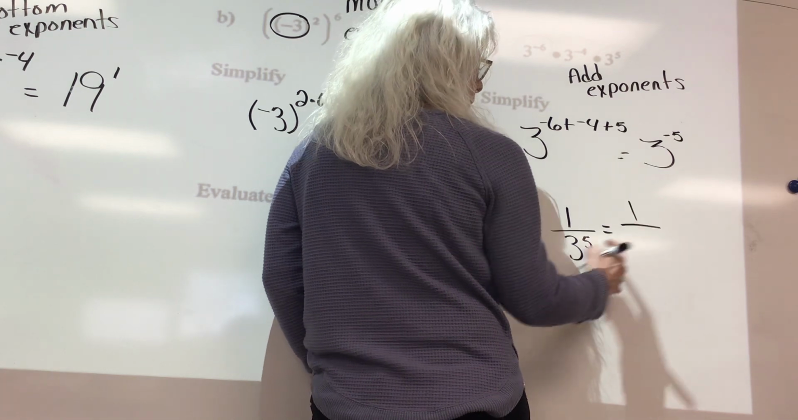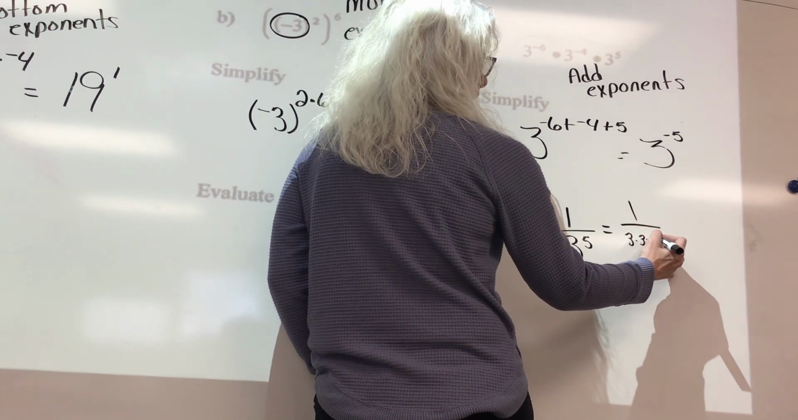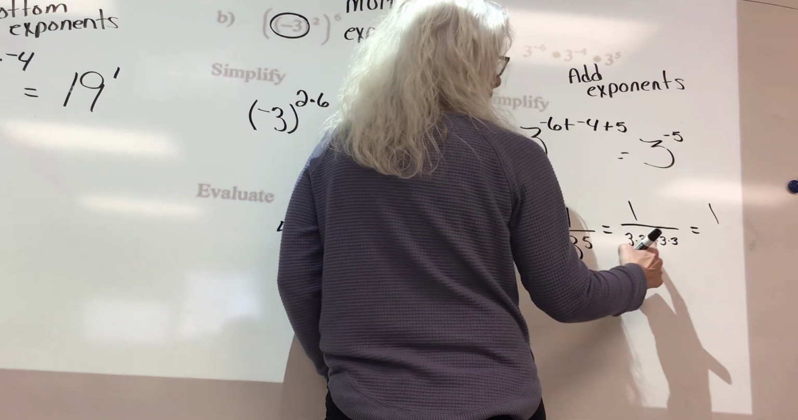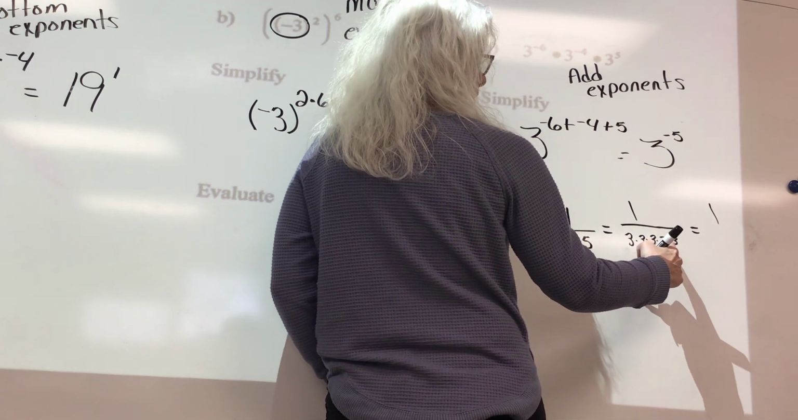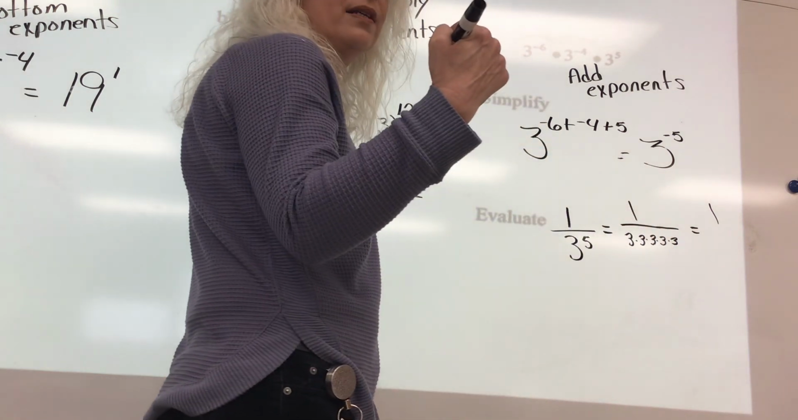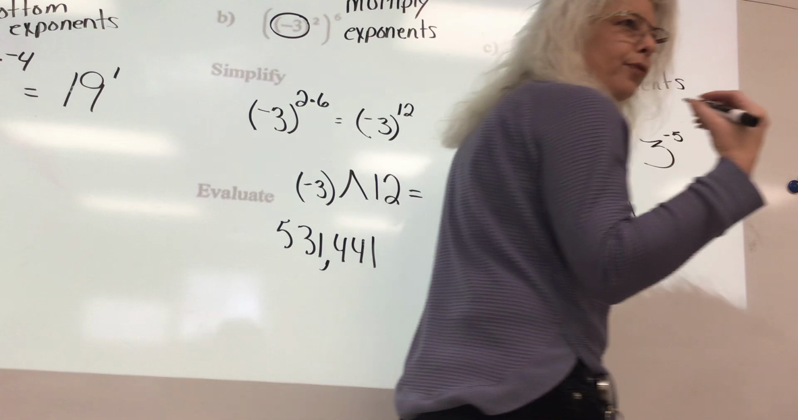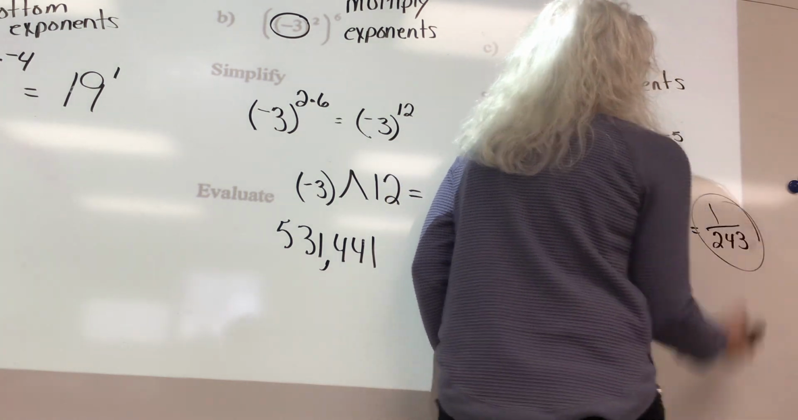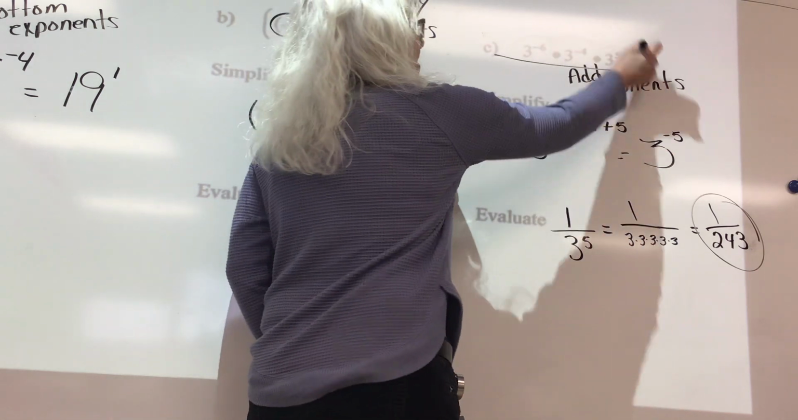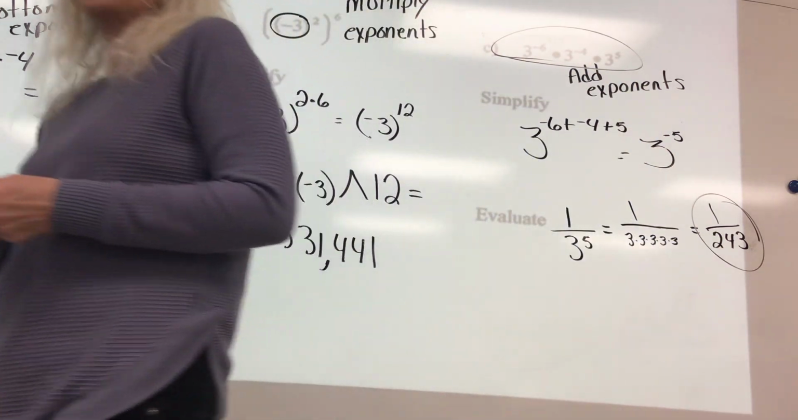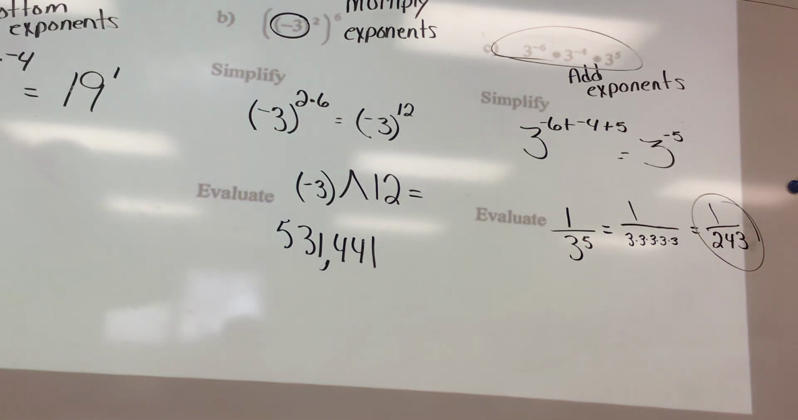Then you would just do 3 times 3 times 3 times 3 times 3 in my numerator. 3, 9, 27. What is it? 243? So all of this actually equals 1 over 243. It's a fraction. Go ahead, Me Too.